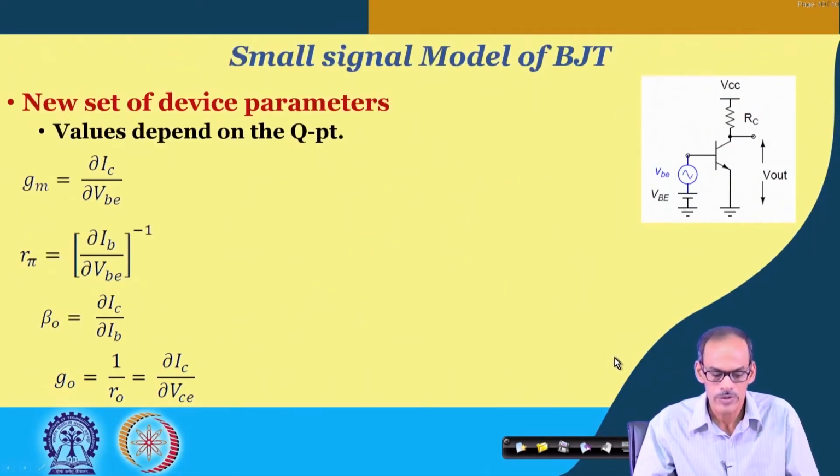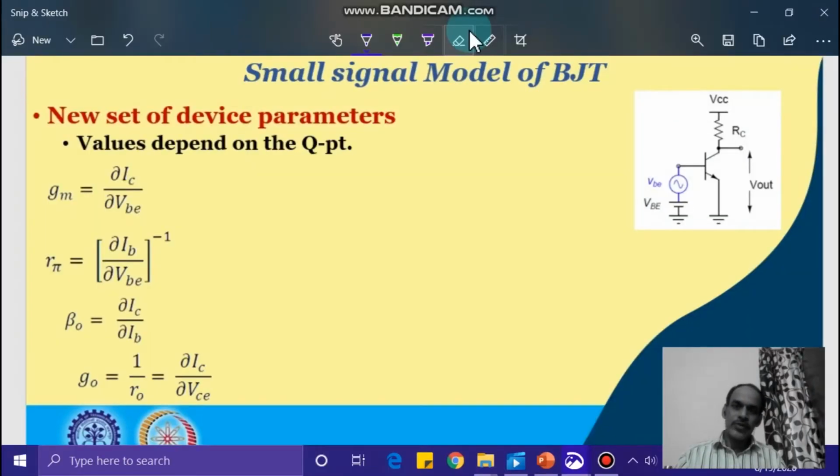So, let us see what we can summarize here. As we understand from our previous discussion, whenever we are linearizing a nonlinear circuit, we are essentially drawing a small signal equivalent circuit. And while drawing the small signal equivalent circuit of an amplifier, we replace the BJT by its small signal equivalent model. This model involves a certain set of parameters, which we call device parameters, and they are given here.